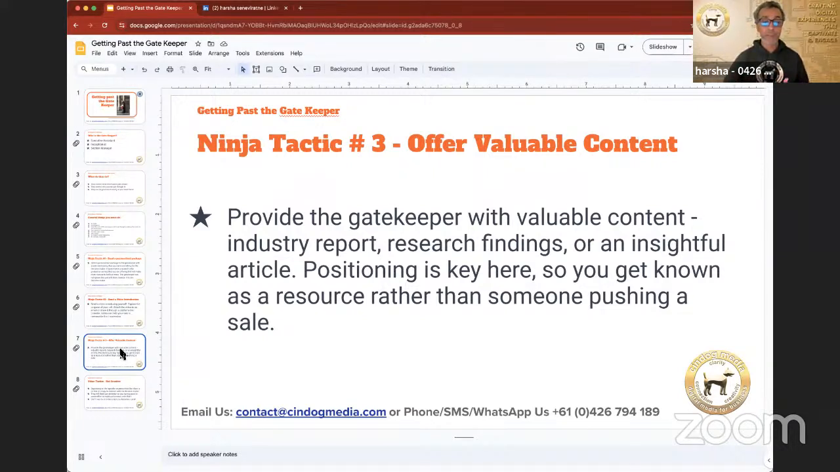So be able to offer some valuable content that may take some effort on your behalf to create. However, if it's a niche market or if it's a number of businesses that you're approaching, that effort that goes into creating that high value content, which is low cost to you to replicate and offer to multiple businesses, is going to be quite useful. It's worth putting in that effort and creating it in the first place. So that's ninja tactic number three.